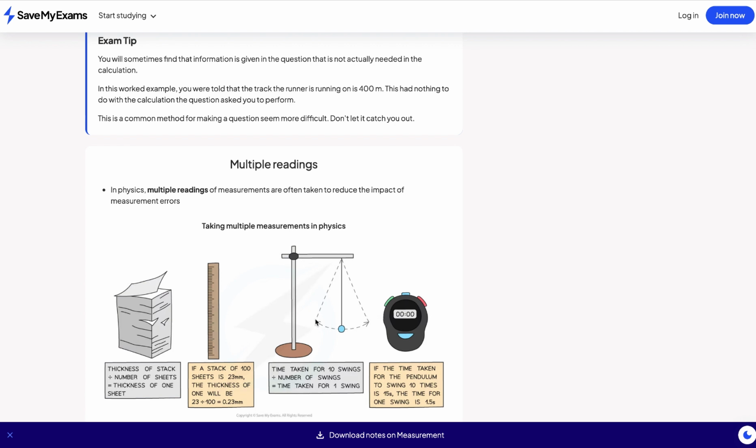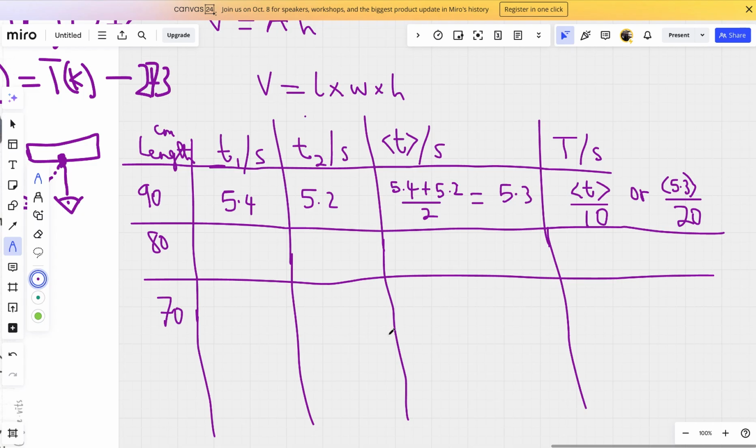You get the first oscillation, T1. For 10 oscillations or 20 oscillations, you record time T1. You do it again, 10 or 20 oscillations, you record time T2. You find the average value, you find the time period. You change the length again to 60 centimeters, 50 centimeters, as much as the experiment wants you to go. At the end of it, you plot the graph.